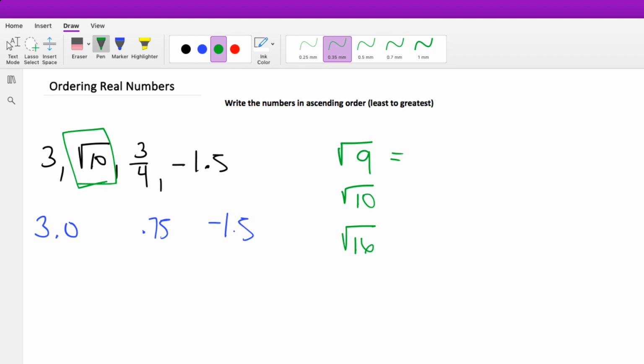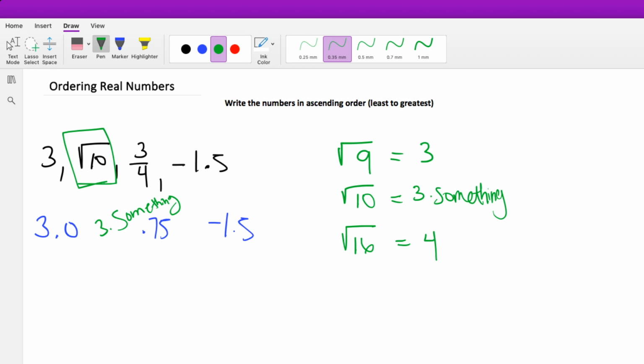Square root of 9 is just 3. No idea what the square root of 10 is, and then square root of 16 is 4. So knowing that the square root of 10 is between the square root of 9 and the square root of 16, we know that this is going to be 3 point something. No idea what that decimal is, but it's 3 point something. We'll keep that in mind. And then I'm just going to say 3 point S. The S stands for something. I'll keep writing it so you don't think it's 3.5.